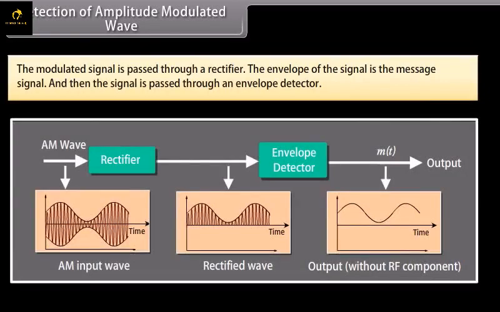The modulated signal is passed through a rectifier. The envelope of the signal is the message signal, and then the signal is passed through an envelope detector.